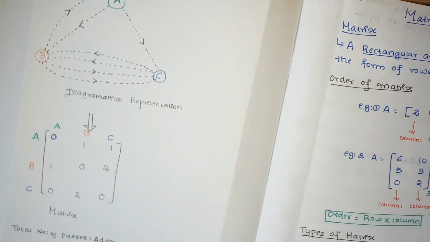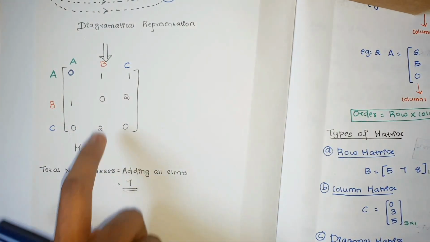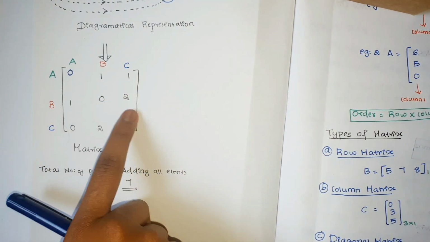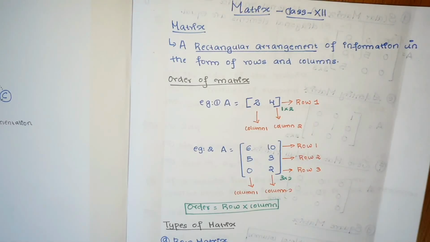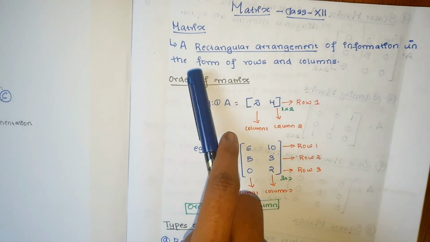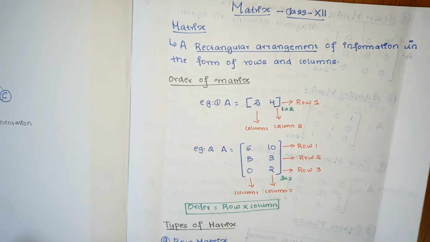How can we find the total number of passes? If we want to find the total number of passes, we can add all elements. 1 plus 1 plus 1 plus 2 plus 2 gives 7. So the total number of passes is equal to the sum of all elements. So this is a matrix. Students, I hope now you can understand the definition of a matrix: a rectangular arrangement of information in the form of rows and columns.